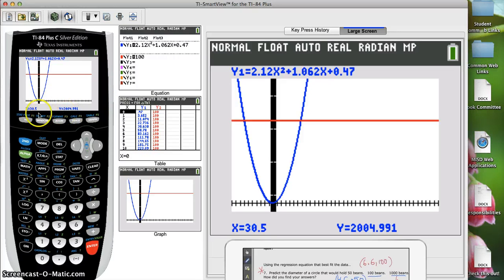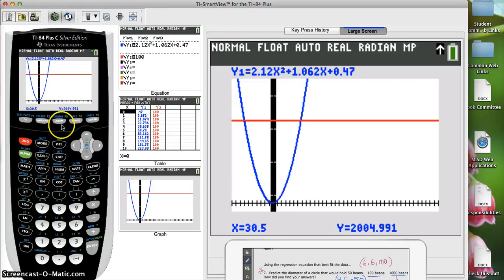So you need to fix your window to be higher than the number that you want. And it told me that if I have a diameter of 30.5, then I can fit 2,005 beans, because you need to round. Okay, so this is one way.